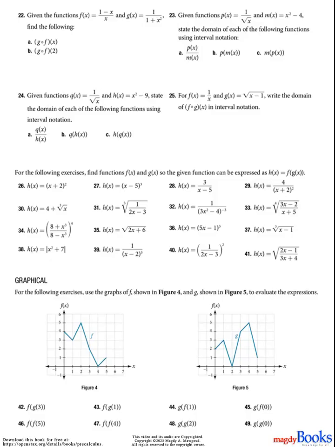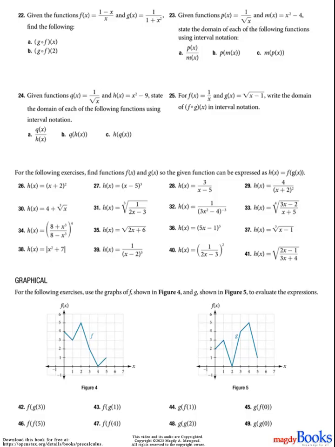24. Given functions q of x equals 1 over square root of x and h of x equals x squared minus 9. State the domain of each of the following functions using interval notation. A. q of x over h of x. B. q of h of x. C. h of q of x.